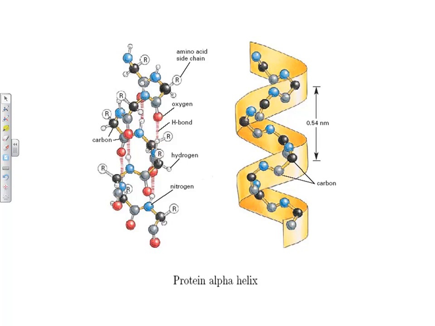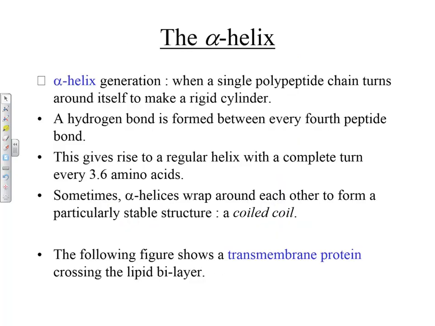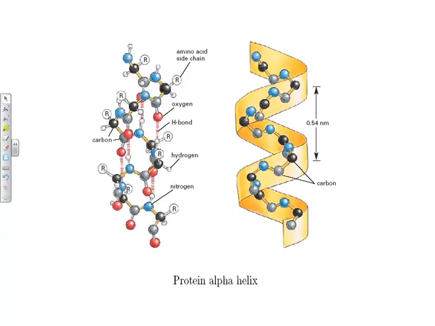Why is it a helix? Because that's probably the conformation of lowest energy, right? But see, what is going to happen, and let me show you on the next picture, I think. No, actually, there is text here that is explaining that picture, okay? So the important thing to note is that there will be a hydrogen bond for every fourth peptide bond in that protein chain, okay?